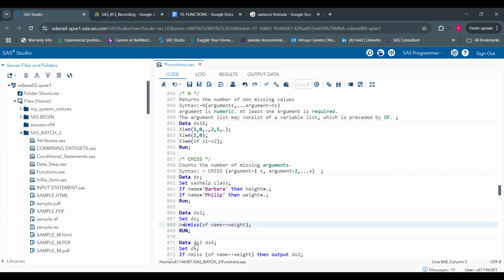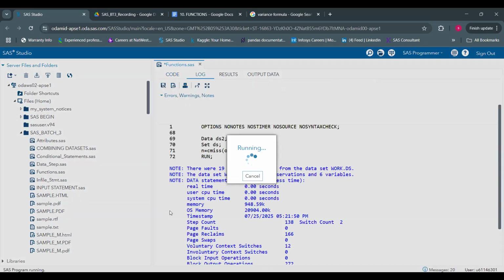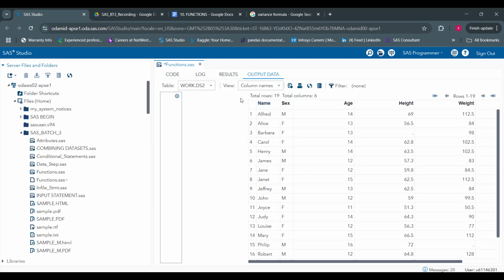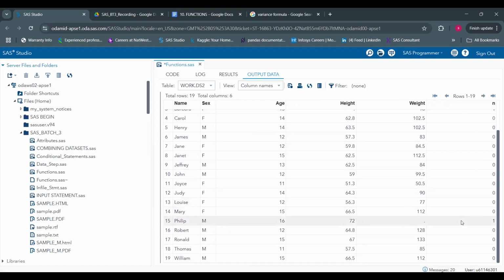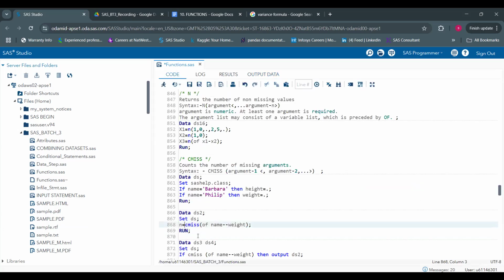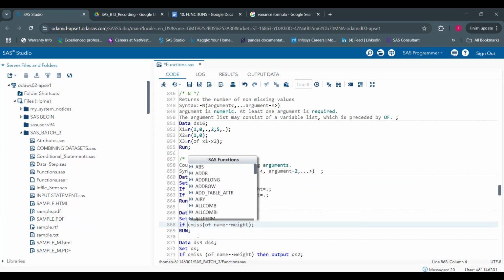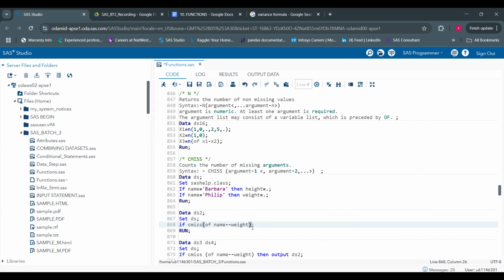At least one. You see here, in the data the third is missing and Philip is missing. So we just simply mention if cmiss of the variables, and it will show them. That's it.